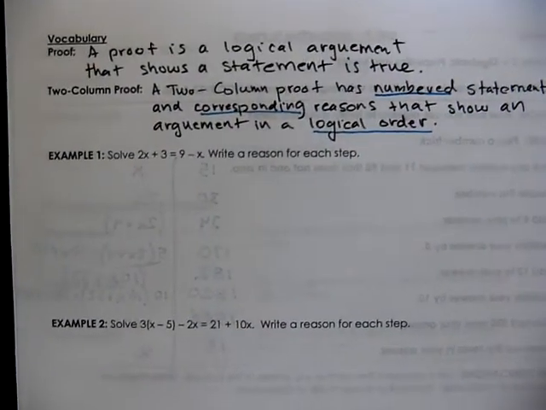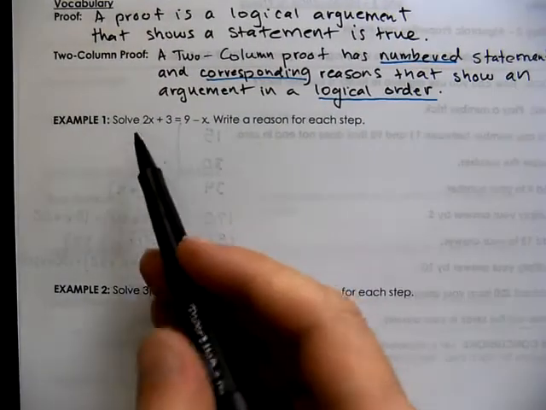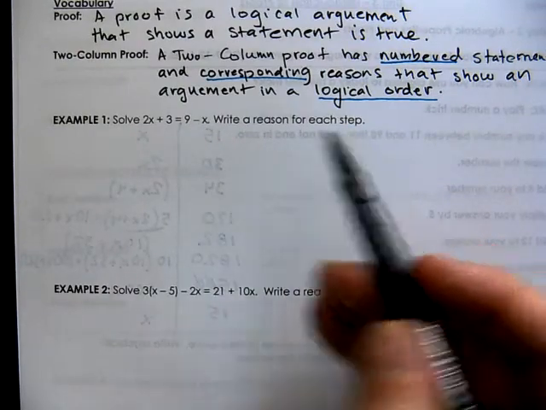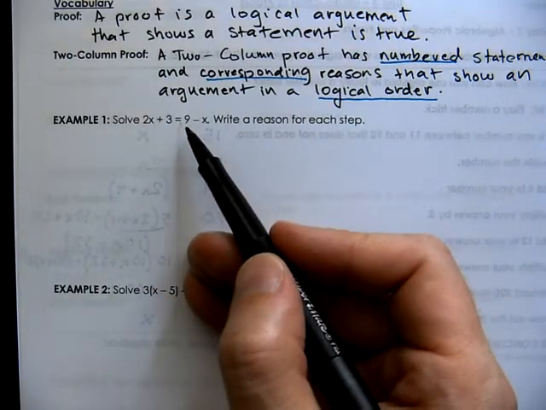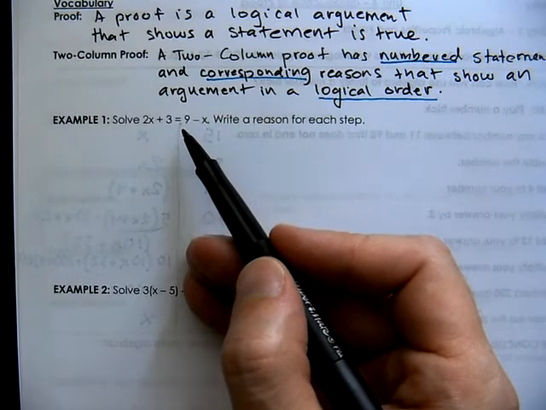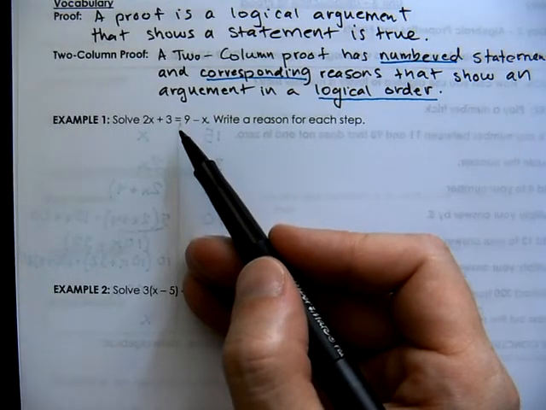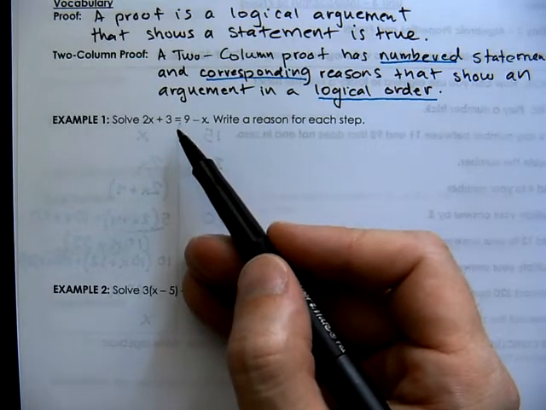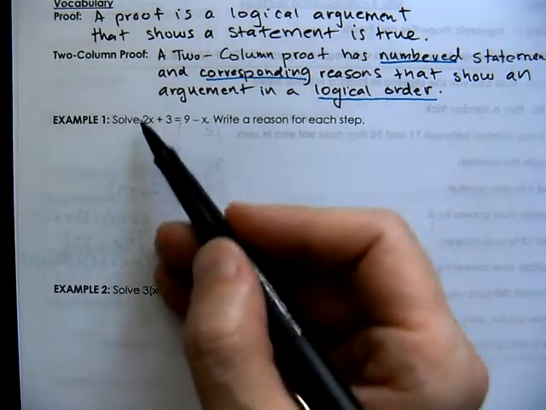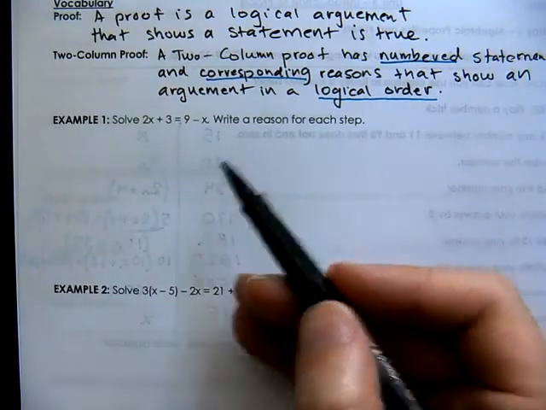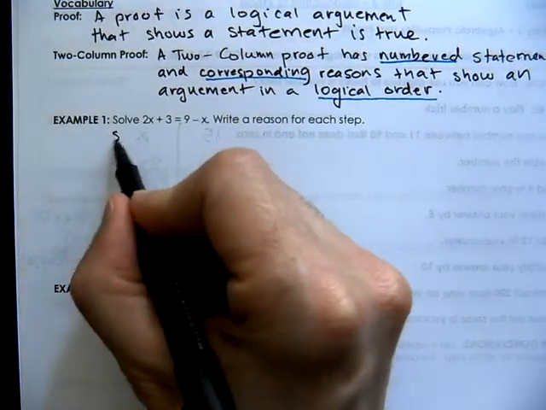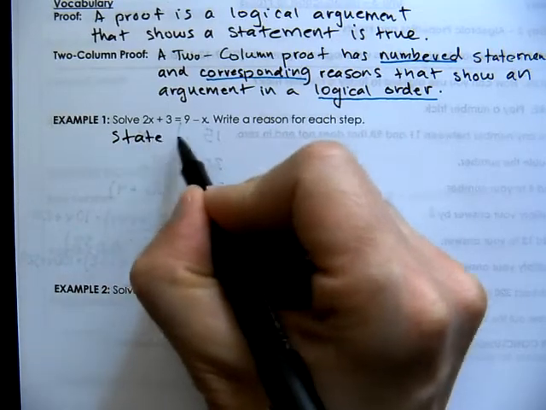So let's start off with our example number one. We're going to solve this and we're going to write a reason for each step. So, first of all, the emphasis here is not really the algebra. We're assuming you can do this. Though if you're a little bit rusty, this is a good review. But we're simply using this as a way to demonstrate what you need to do when you set up a proof. So we're going to have a column for statements.